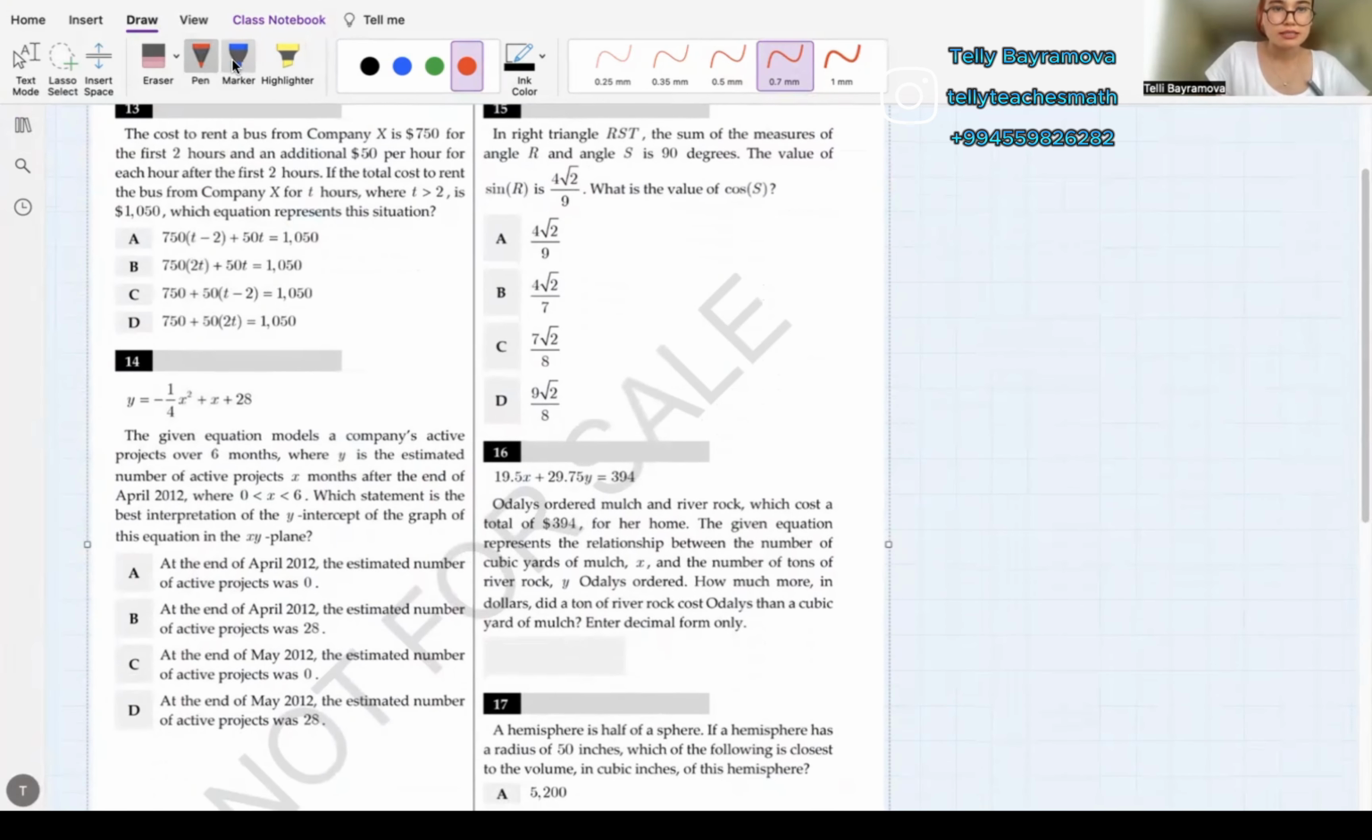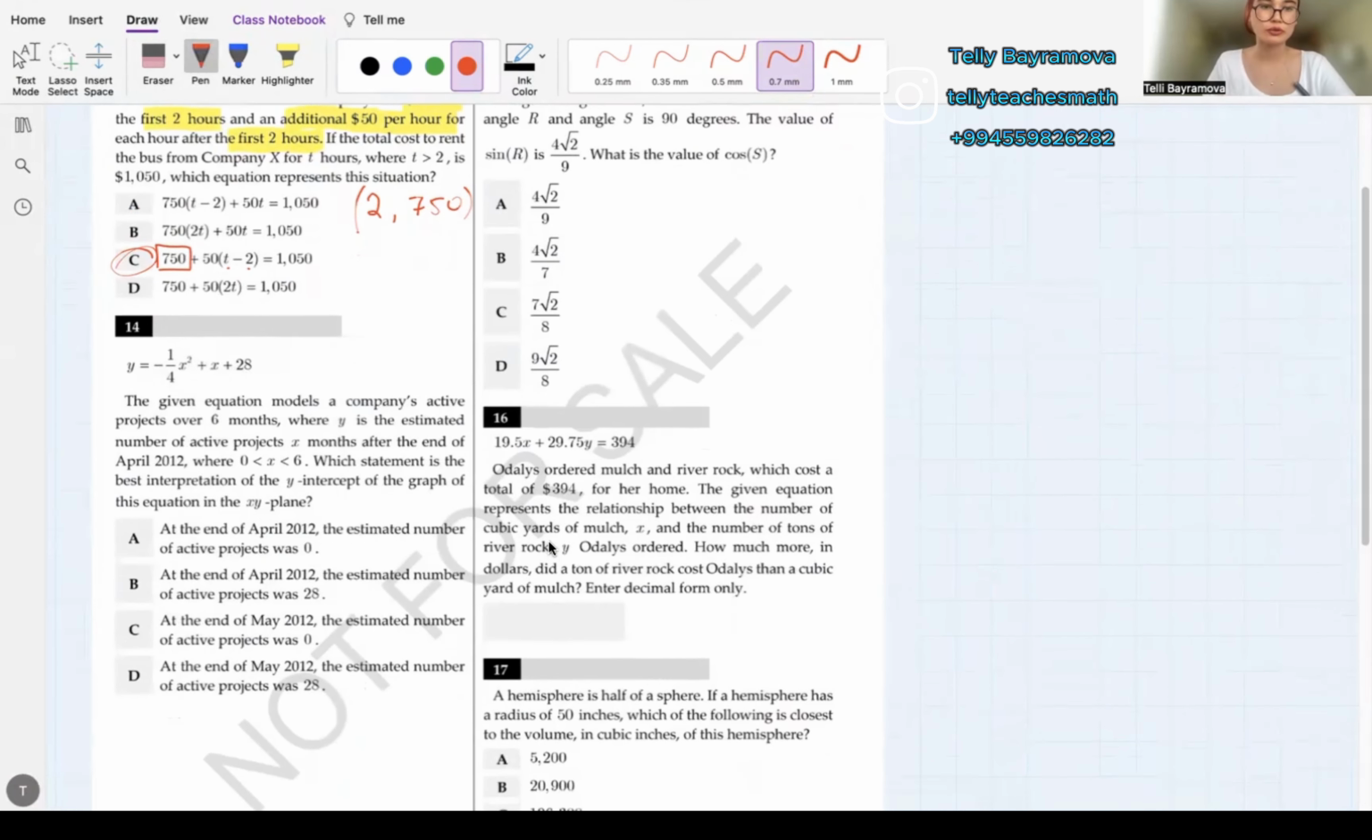The cost to rent the bus is 750 for the first 2 hours. For the first 2 hours, you need to pay 750. And 50 per hour additional. It means that 50 is your slope, okay? Additional 50 per hour, each hour after the first 2 hours. It means that t will be t minus 2, okay? For the first 2 hours, you already know it is 750. It means that if t is 2, the answer will be 750, okay? 2 minus 2 is 0, 750. And so 750 plus 50 times t minus 2 is the answer.